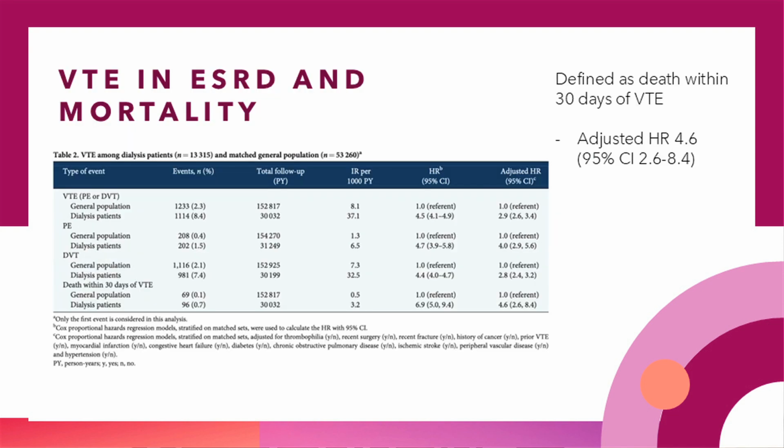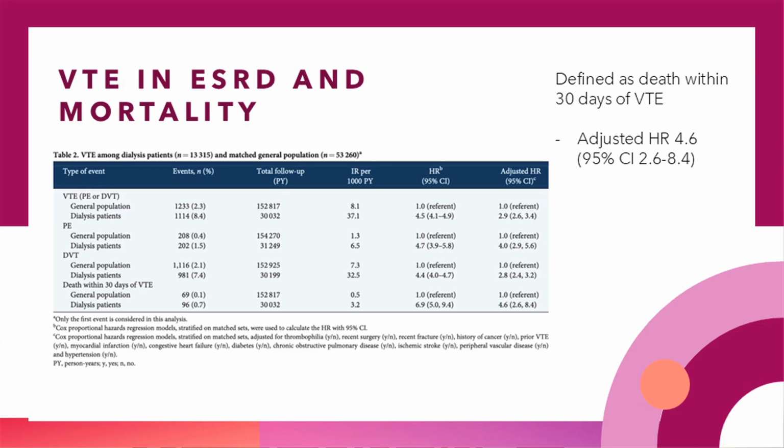Another reason I thought it was important to bring this up is because of mortality in patients who have a VTE while on dialysis. These patients were matched 1-to-1, and they had an adjusted hazards ratio of 2 for their secondary outcome, which was thrombosis and also death within 30 days. So if you have a patient on dialysis and a matched patient, and they both develop a VTE, the patient on dialysis was 4.6 times more likely to pass away within the next 30 days because of a VTE compared to someone in the general population.